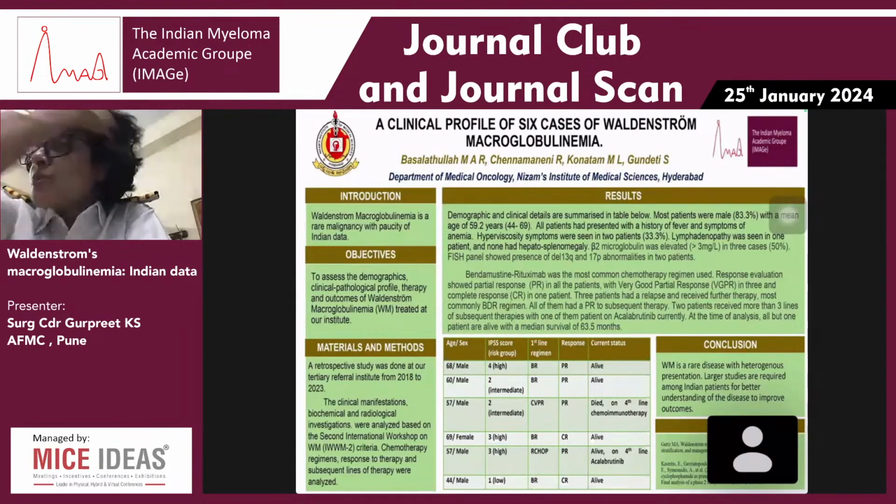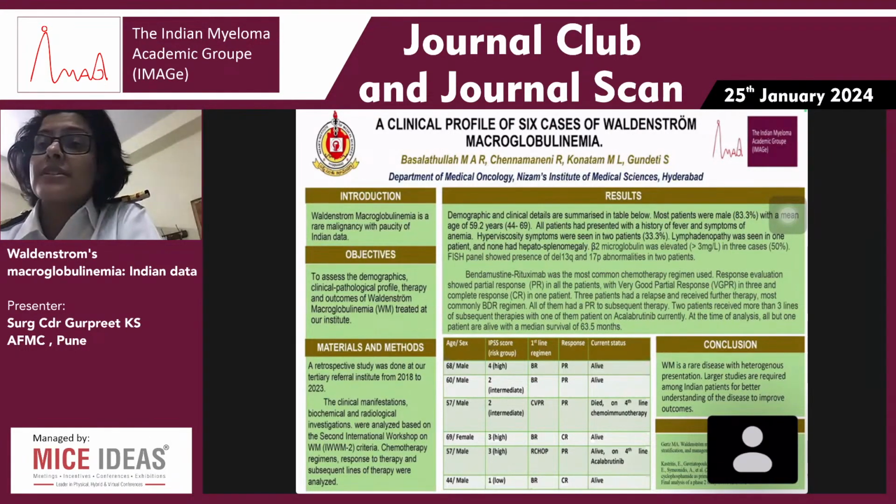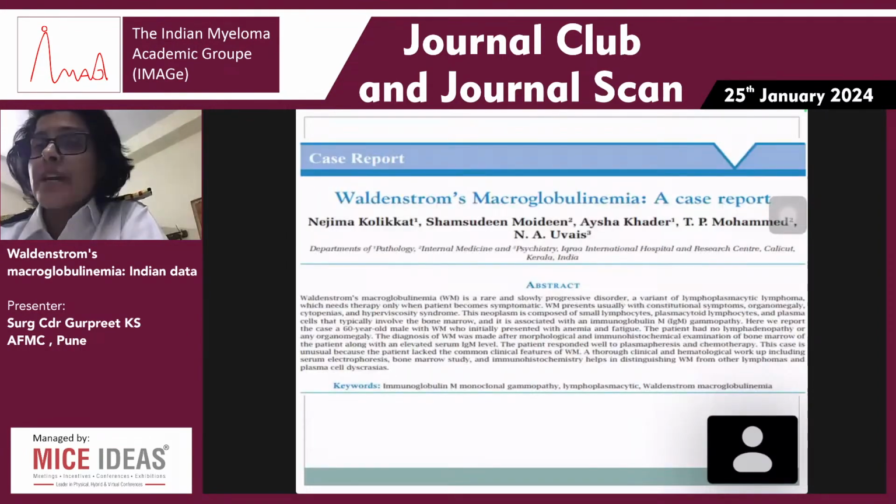So this is again a poster which comes from Nizam Institute of Medical Sciences, looks at 6 patients, majority of them were male. They presented with fever and symptoms of anemia. And they did not do the MYD88 testing, but they did do cytogenetics, in which they showed presence of deletion 13q and 17p abnormalities in 2 patients. The treatment regime that they used here for majority of the patients was bendamustine rituximab, and one of their patients also received acalabrutinib. So these were isolated case reports that I found, which just talks about individual cases.